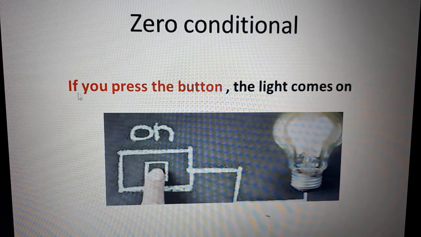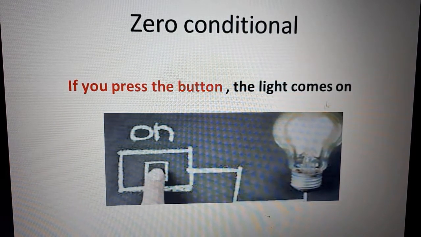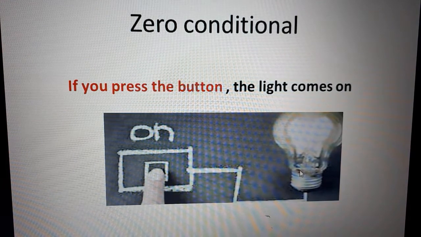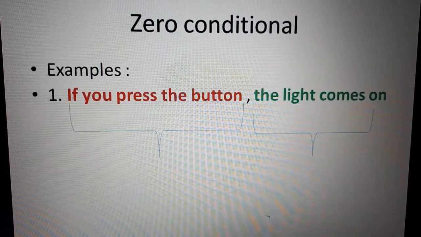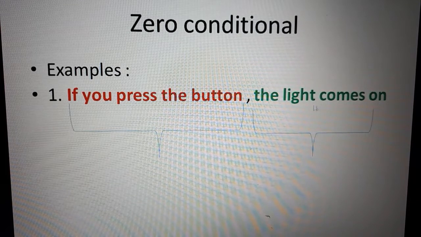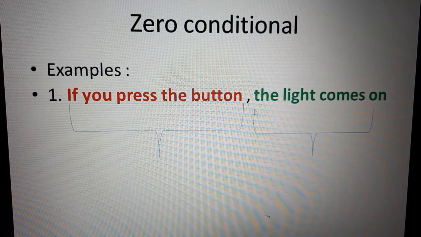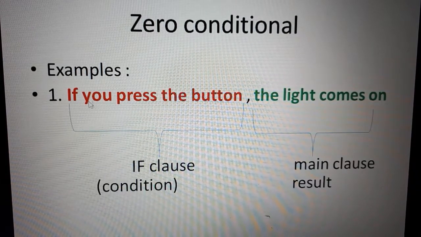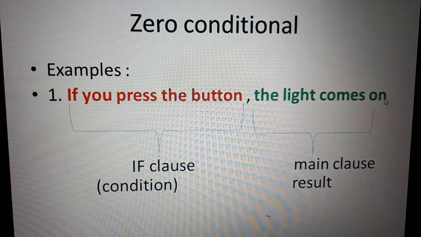Look at this sentence. If you press the button, this is press on the button, what happened? The light comes on. If you press the button, the light comes on. Now, what does this sentence mean? You can notice that this sentence contains two parts. If you press the button, this is part number 1, and the light comes on, this is part number 2.